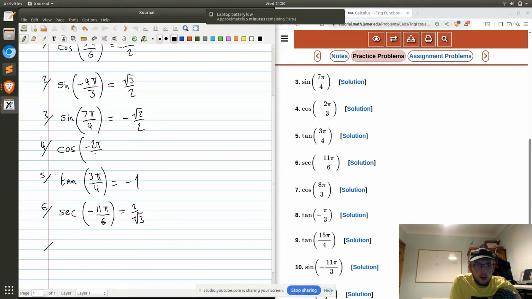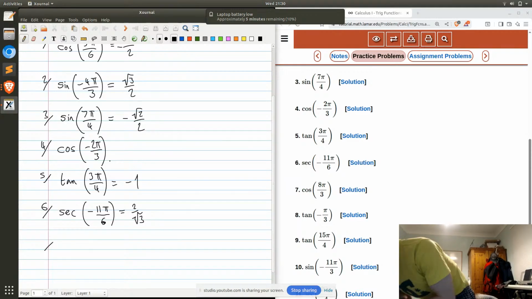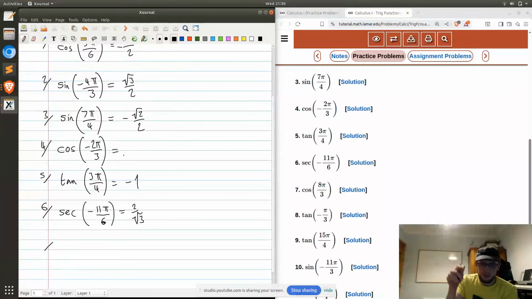Cosine of negative. Oh no. I don't know, my laptop wasn't plugged in. Okay. Minus half. I think.